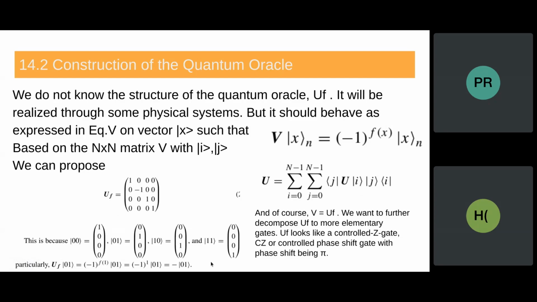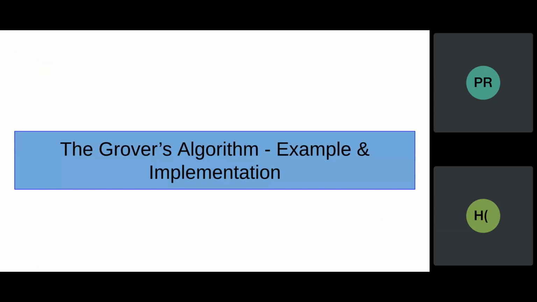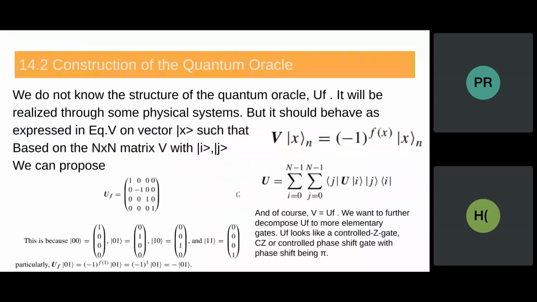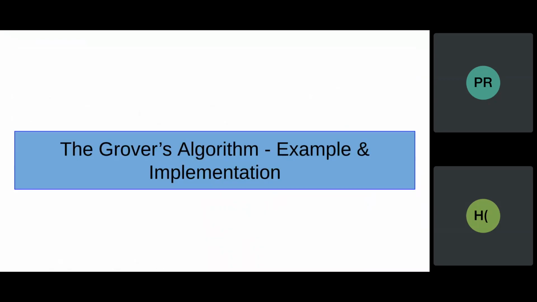So this is nothing but using this U and then calculating V equal to U F, and so this is V. That means U F looks like a control Z gate, a CZ or control phase shift gate, with the phase shift being pi. That is what we are doing, and this is how it will look. So you have a U F, because we said that we are using a control Z or control X, whichever.